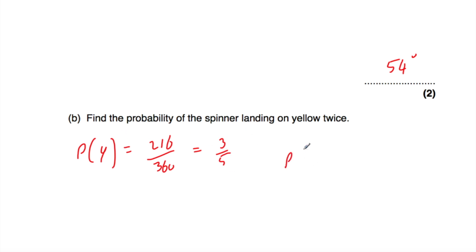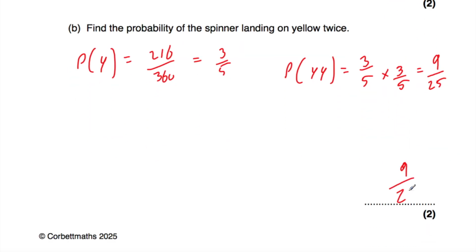So if we want to find the probability that it lands on yellow twice, that's a yellow and a yellow, we're going to do 3/5 multiplied by 3/5. 3 times 3 is equal to 9, and 5 times 5 is equal to 25. So the probability that this spinner lands on yellow twice would be equal to 9/25. So 9/25, and that's it.